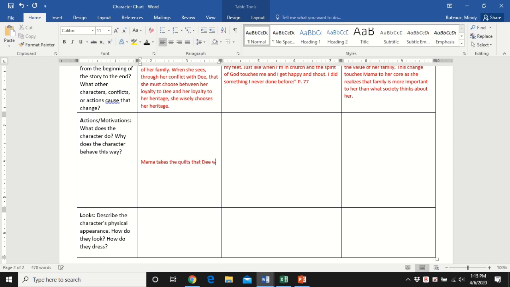Mama takes the quilts that Dee wants and gives them to Maggie. She has never taken Maggie's.